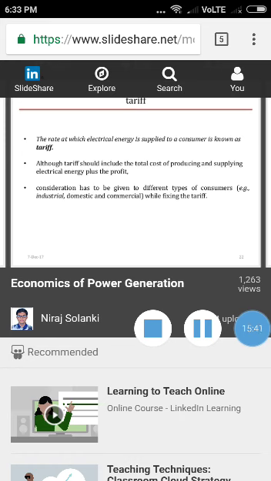The rate at which electrical energy is supplied to a consumer is known as tariff. Although tariff should include the total cost of producing and supplying electrical energy plus the profit, consideration has to be given to different types of consumers, for example industrial, domestic and commercial, while fixing the tariff.